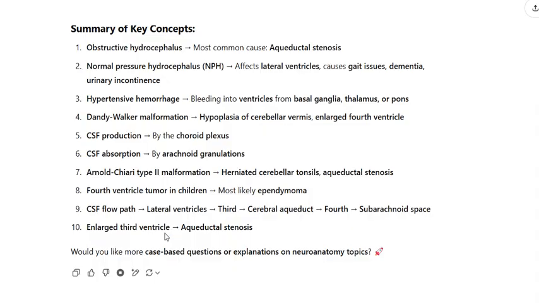6. CSF absorption by arachnoid granulations. 7. Arnold-Chiari type 2 malformation: herniated cerebellar tonsils, aqueductal stenosis. 8. Fourth ventricle tumor in children, most likely ependymoma. 9. CSF flow path: lateral ventricles, third ventricle, cerebral aqueduct, fourth ventricle, subarachnoid space. 10. Enlarged third ventricle: aqueductal stenosis.